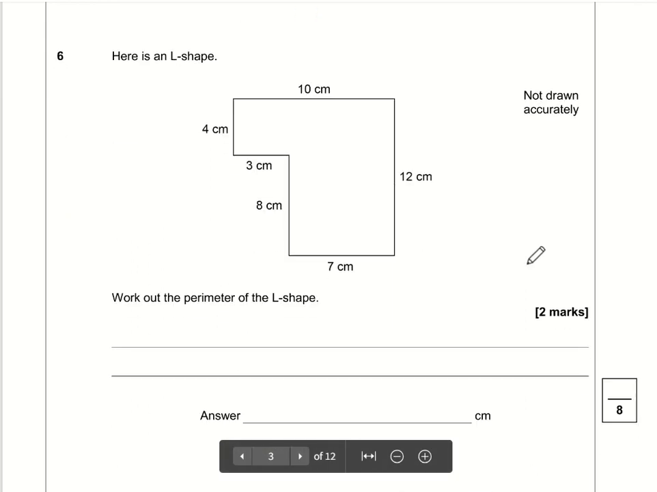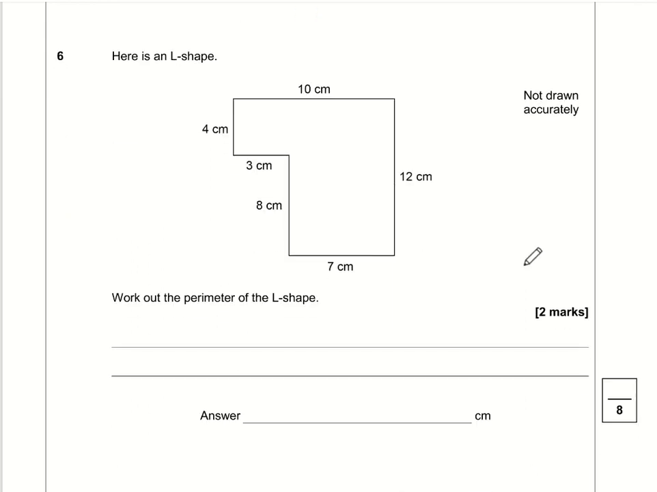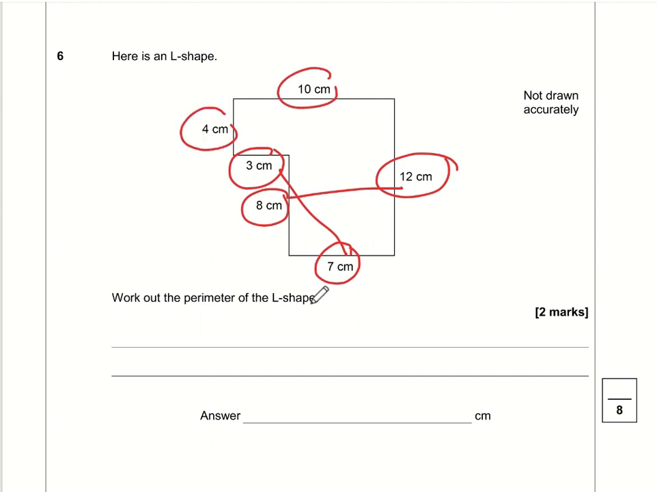Question number 6, we just need to work out the perimeter. First of all, I'm just going to check that every side length has been marked in, and it has, so it's simply a question of adding these together. So I'm looking for easy ways to combine them. So 7 plus 3, that's a 10. 8 plus 12 is a 20. So 20, 30, 40 plus 4, so that is 44 centimetres.